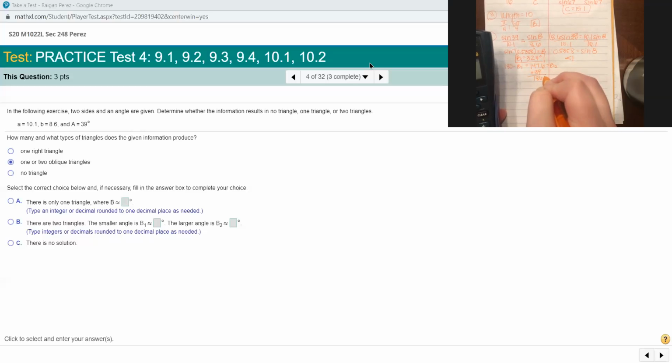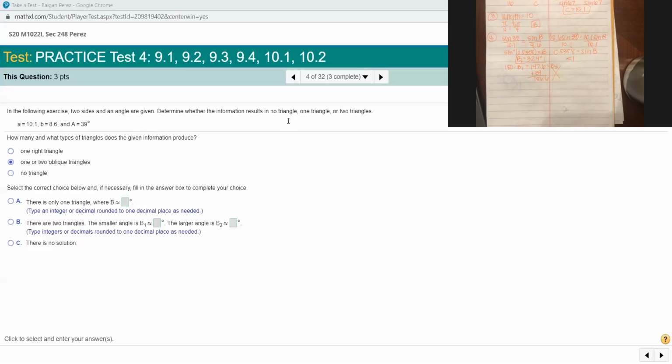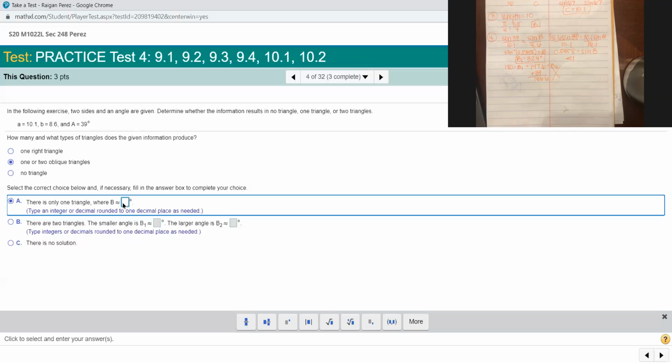Well, a triangle can only have 180 degrees. So B2 is too big. It's not two triangles. It's just one. So I hope y'all remember that's from like chapter 9. Not really sure what lesson it was, but y'all remember that. So here our answer is A, there's only one triangle, and B is equal to 32.4.